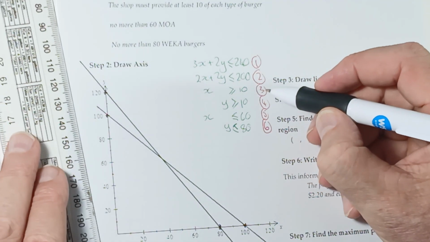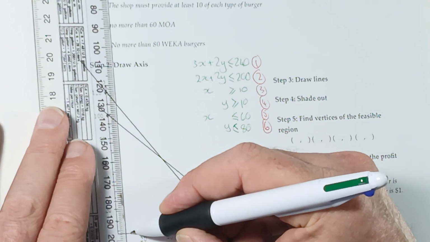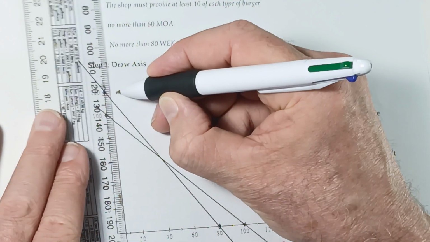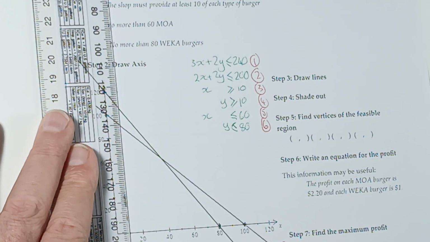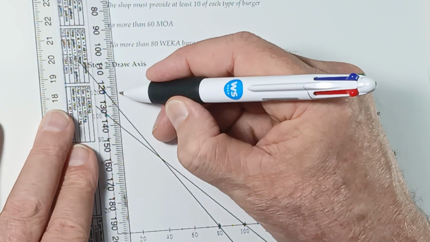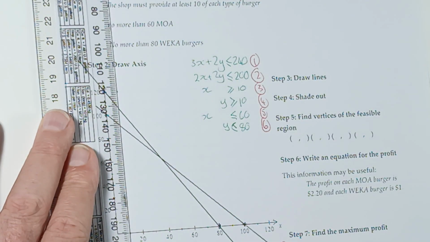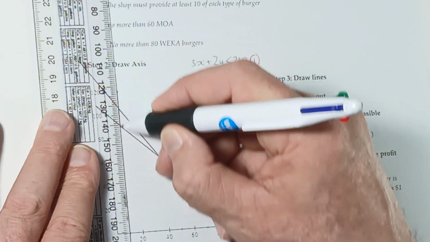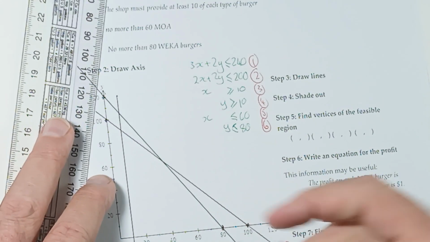Line number 3, where x is greater than or equal to 10, it's going to be a vertical line because it has only x values in it. The y is not changing in it. So we draw it nice and deep and label it.